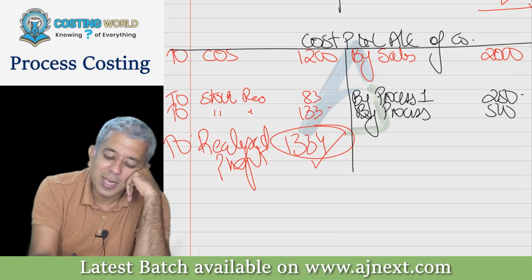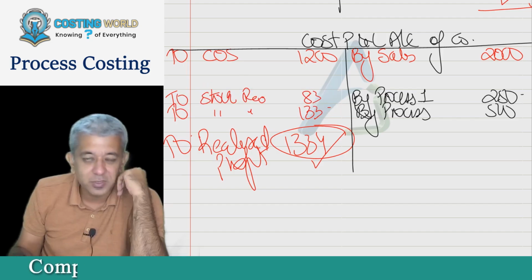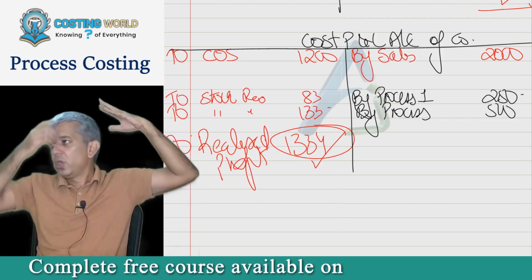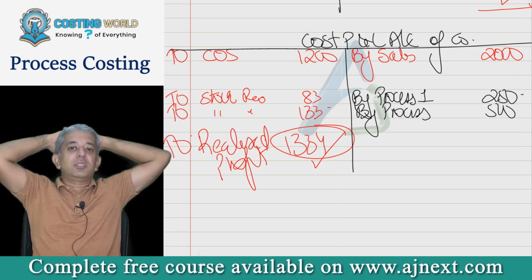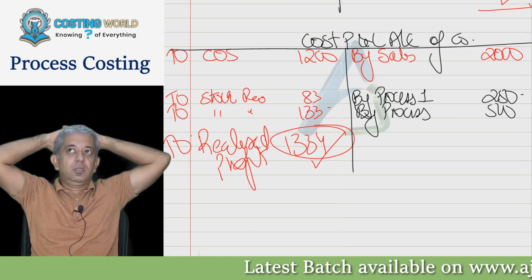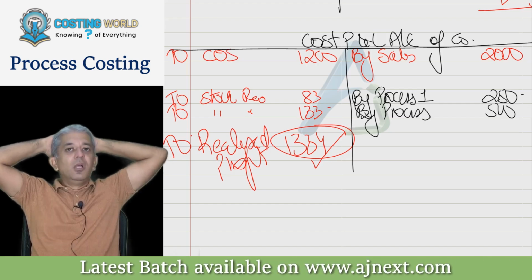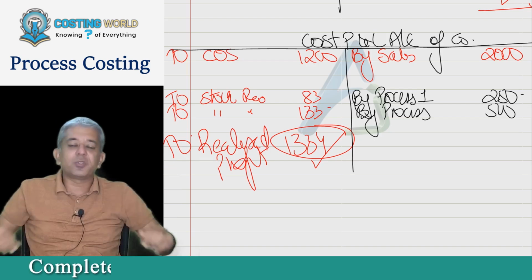If you all will understand, why do stock reserves come? See, this is my own logic. Stock reserves come only because of one thing: there is a difference between production and sales. Think about this deeply.